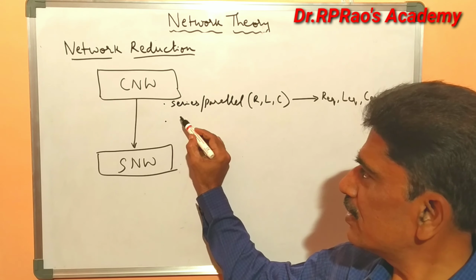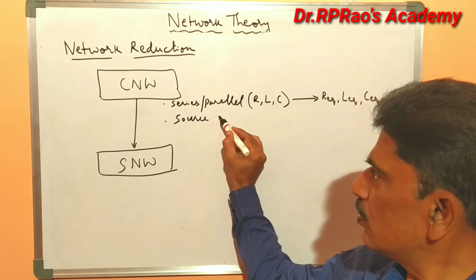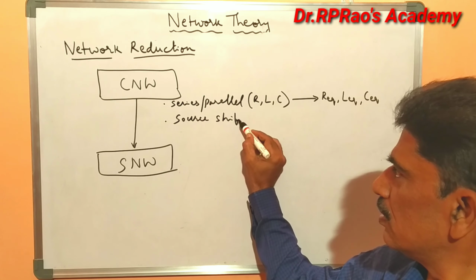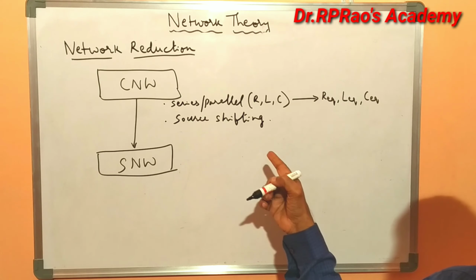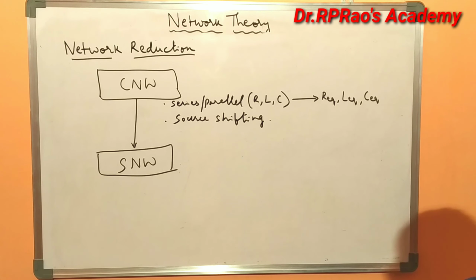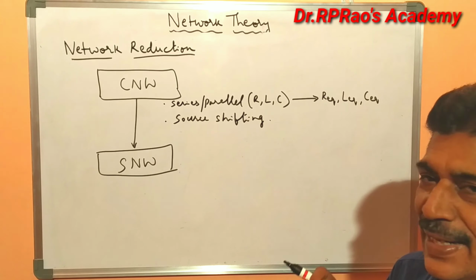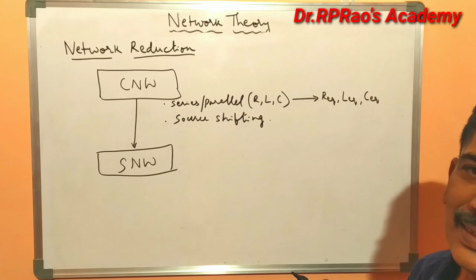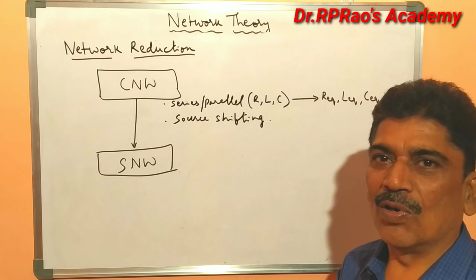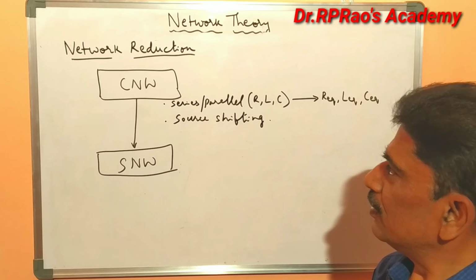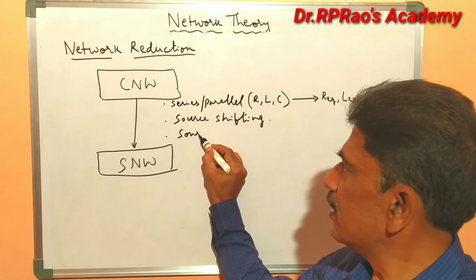And the second method is source shifting. In source shifting, we will consider only the ideal sources. These ideal sources can be shifted to some other place in the network in such a way that the branch currents and nodal voltages remain the same. Okay? And we have already seen source transformations.